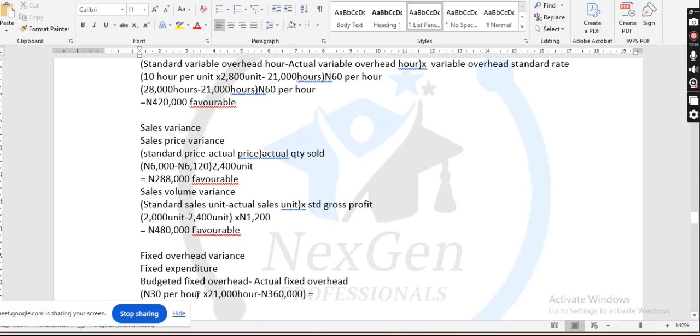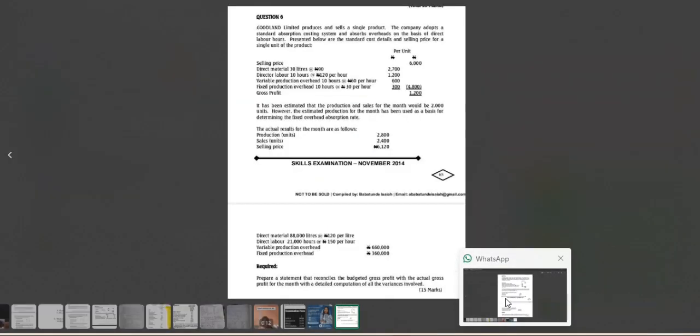270,000. Now let's go back. So which means that this 30 naira per hour will not be our overhead absorption rate. Never. Because in the question, it was mentioned that the overhead absorption rate is based on the estimated units.